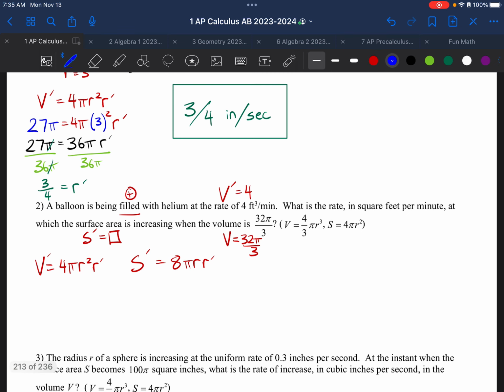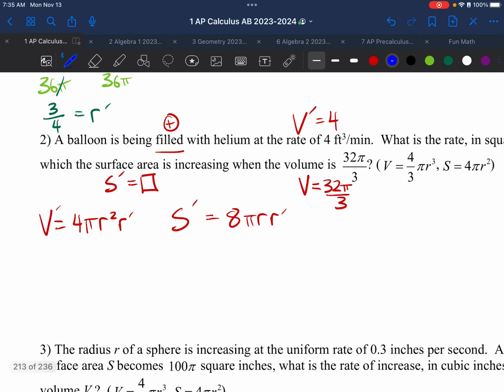So in this problem, we are trying to solve for S prime, which means we need an R and an R prime. And it feels like we don't have enough information. Let's just fill in what we know over here. On the left, I know that V prime is 4, so I'm going to say 4, and then rewrite the rest of this equation. We're going to say 4 is equal to 4 pi r squared r prime. And from here, I'm just going to try to get r squared r prime by itself. So let's go ahead and move the 4 pi over. So if I divide both sides here by 4 pi, 4 pi, 4 pi.